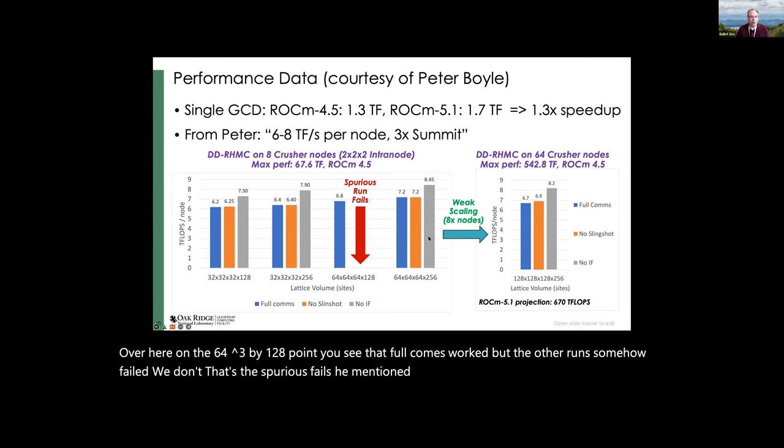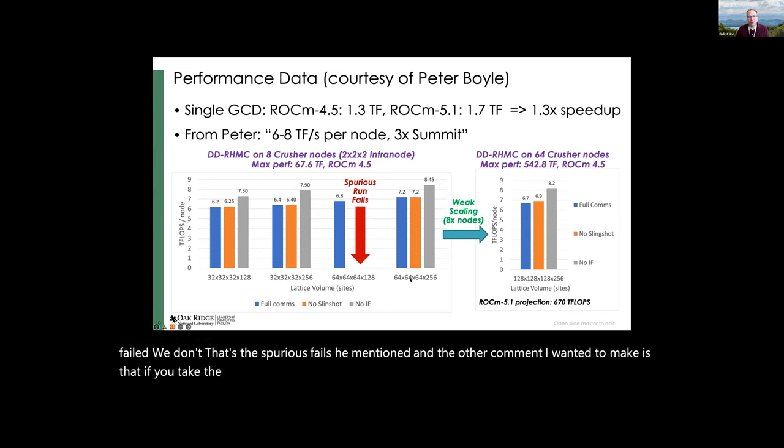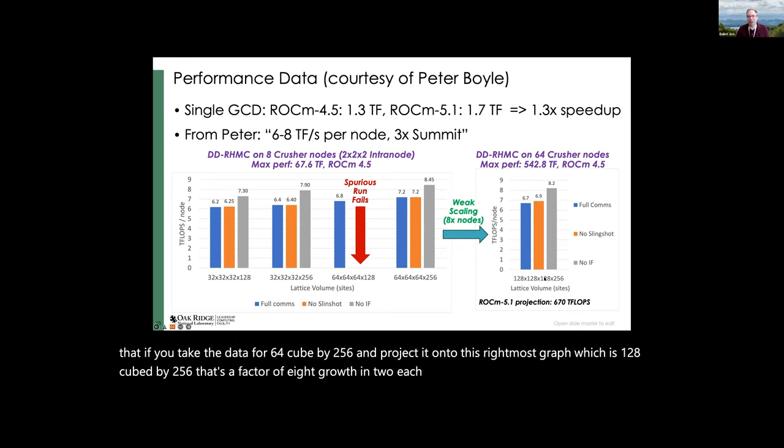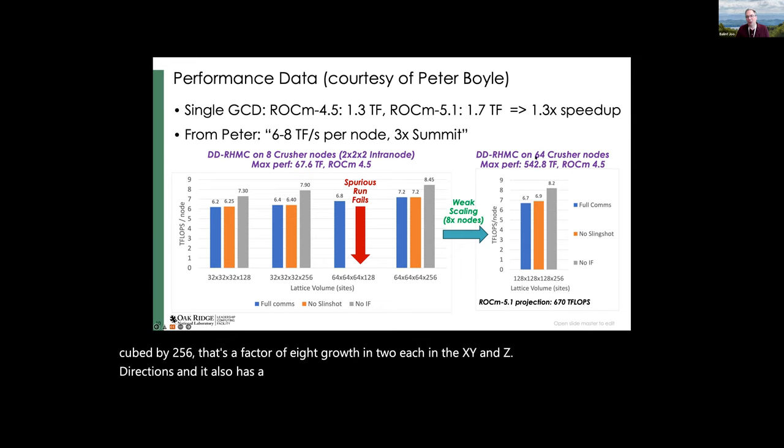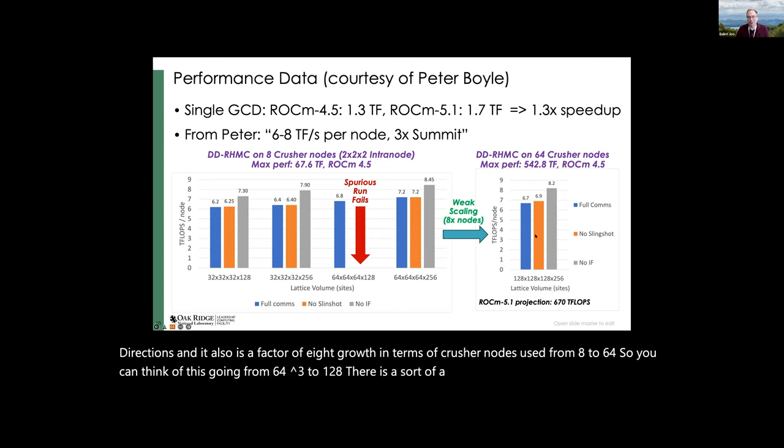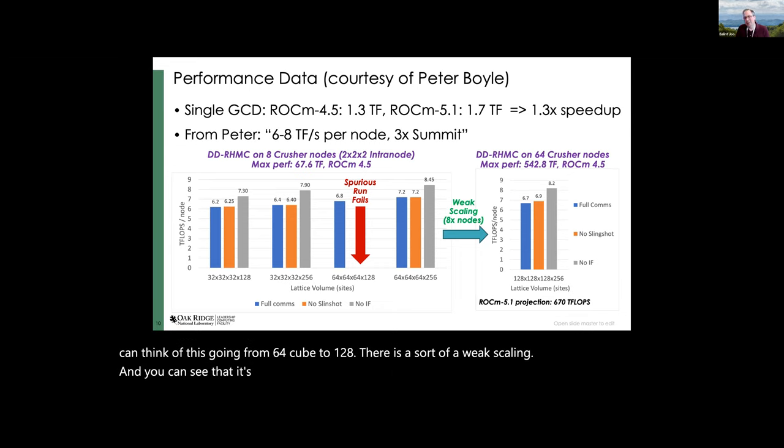And the other comment I wanted to make is that if you take the data for 64 cubed by 256 and project it onto this rightmost graph, which is 128 cubed by 256, that's a factor of 8 growth in each of the X, Y, and Z directions. And it also is a factor of 8 growth in terms of Crusher nodes used, from 8 to 64. So you can think of this going from 64 cubed to 128 cubed as a sort of weak scaling. And you can see that, yeah, it's pretty flat. It's dropped down a little bit, but it's not very bad at all.